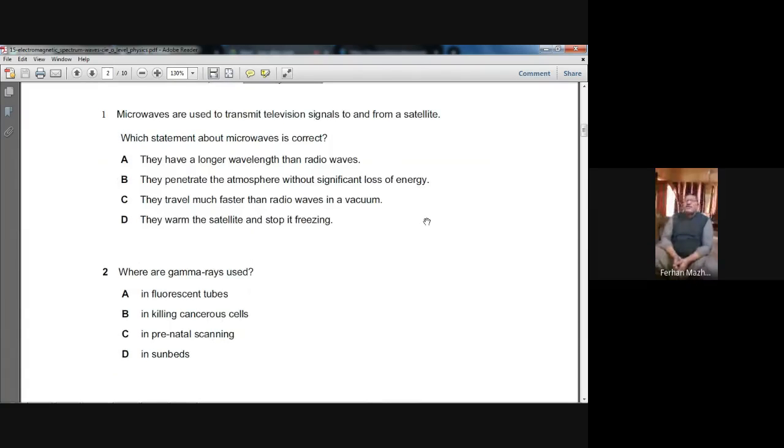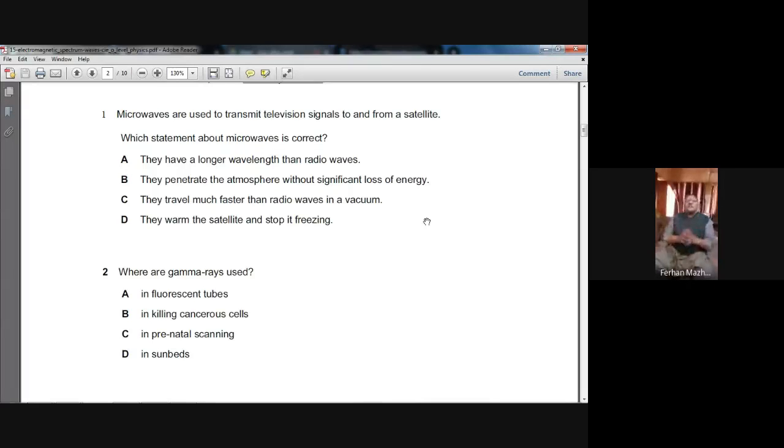Microwaves are used to transmit television signals to and from a satellite. Which statement about microwaves is correct? They have a longer wavelength than radio waves. That's wrong. They have shorter wavelength than the radio waves. They penetrate the atmosphere without significant loss of energy. That is the main reason why we use microwaves for the satellite television. They travel much faster than radio waves in a vacuum. That's wrong. They warm the satellite and stop it freezing. That's wrong. So the best answer is they penetrate the atmosphere without significant loss of energy.